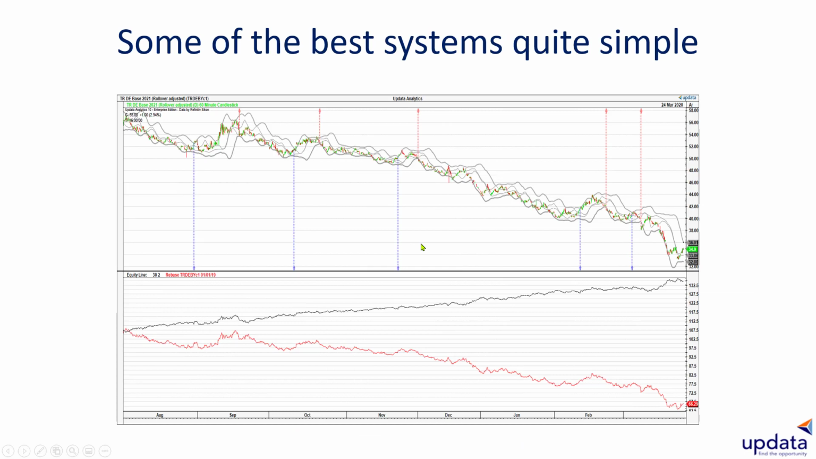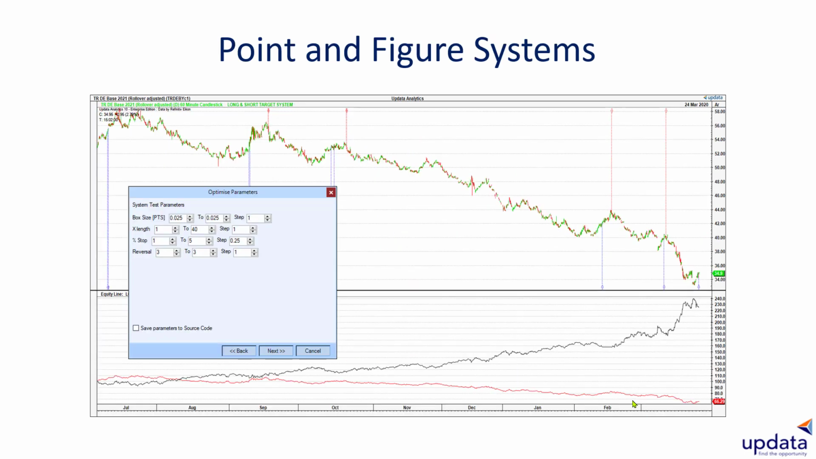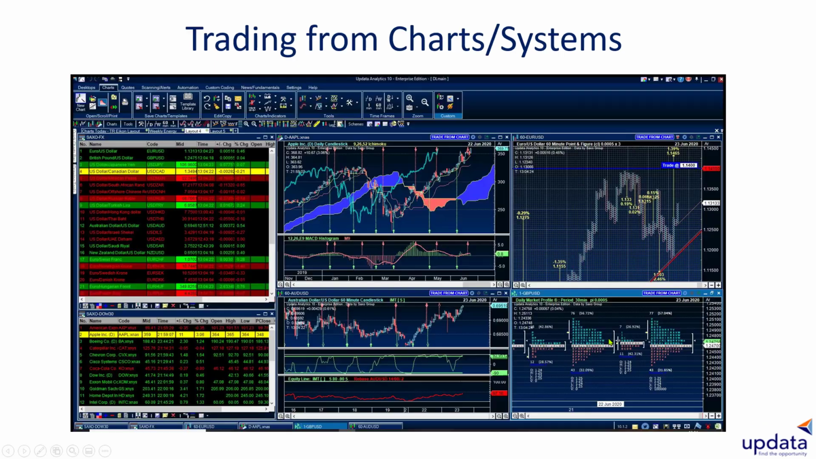Some of the best trading systems can be really quite simple. Here we see an equity curve on German power. This is a Bollinger Band system, and these are the signals that you'll have got. If you've taken these signals, that's the equity curve for trading that, and this is the underlying asset. So it really highlights just how you can do this. Here's one. This is a cloud-based system for TTF Gas, one of hundreds of systems in Updata. Point and figure systems, we're very strong on point and figure, of course, and again, where you get trends and targets, you can trade on those systems as well.